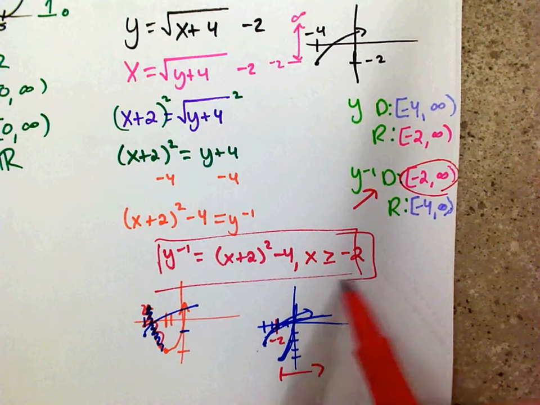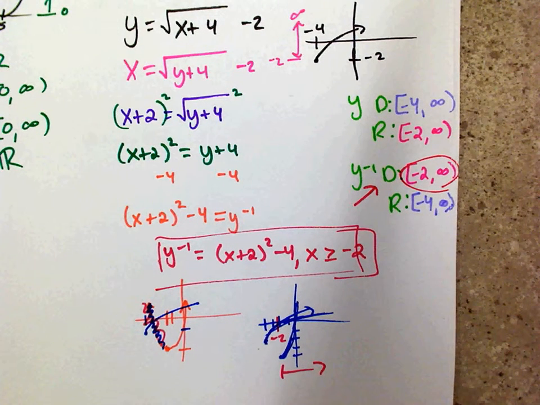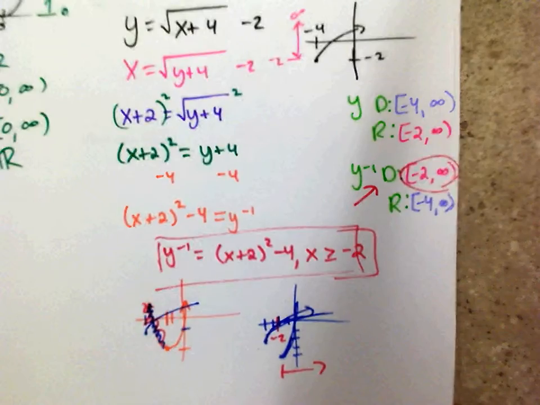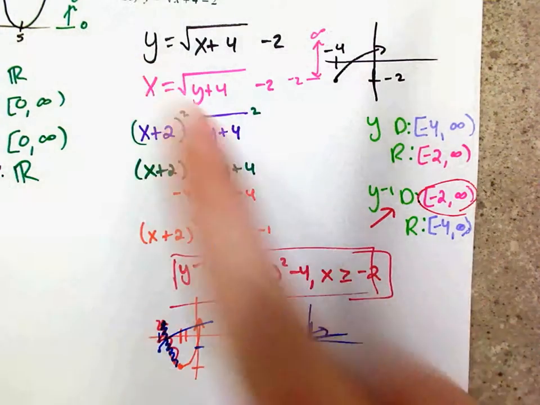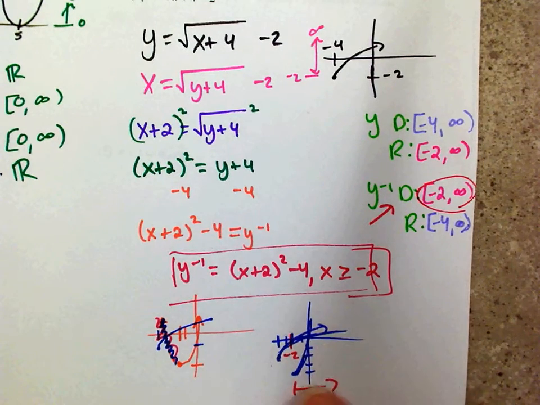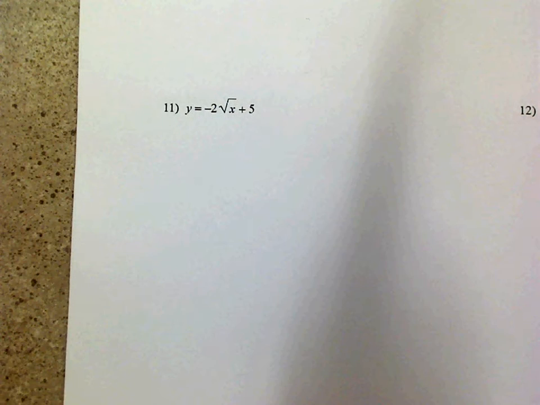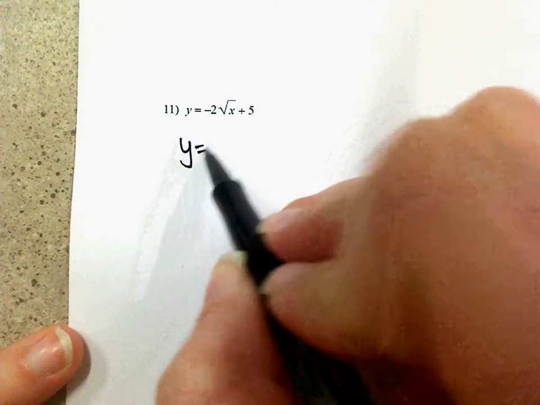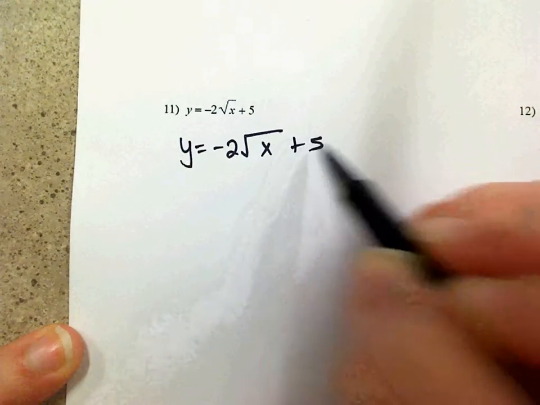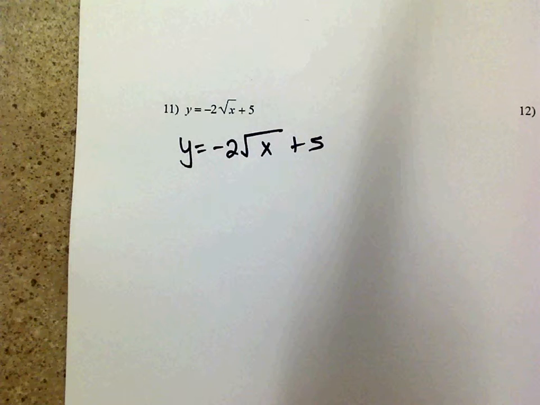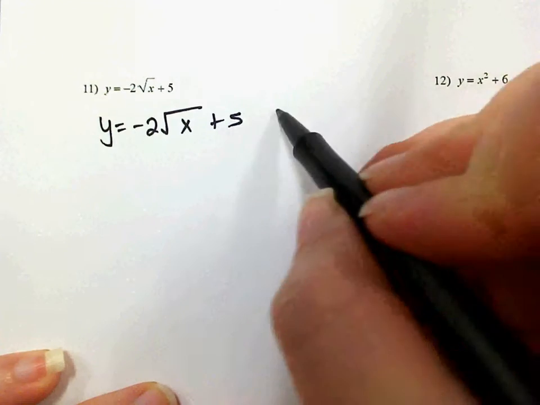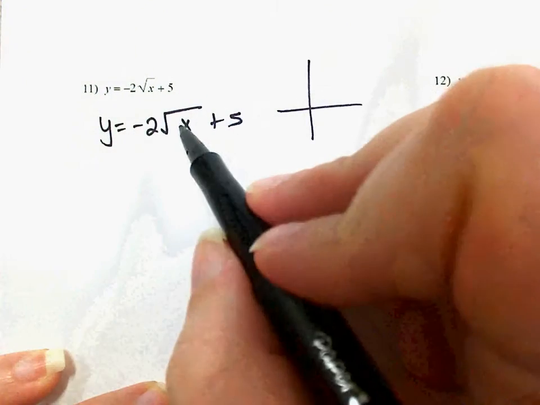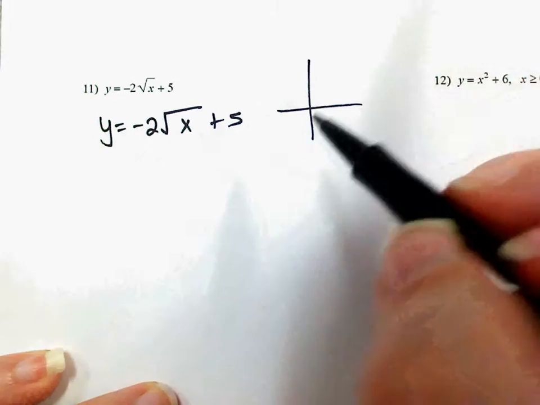Okay? You start with a radical, then you only have half a parabola. If you start with a positive radical, you should end up with the right side of the parabola. But if you start with a negative radical, you should end up with the left side of the parabola. So y equals negative 2 square roots of x plus 5. Let's talk about graphically what happens, what this graph looks like. Okay, so just the square root of x, I multiply it by 2, that just makes it a vertical stretch. A negative, though, flips it, and then plus 5 moves it up 5.